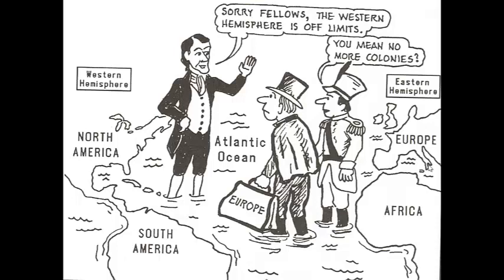What I like about this cartoon is that the European leaders, look, they got a bag. They're clearly bringing stuff over here. They're clearly bringing their religion, their warfare. They're bringing their stuff. They're planning to take things back. And Monroe is saying no more, no more, no more. The Western Hemisphere is now off limits. And if you continue to push in, we will go to war.